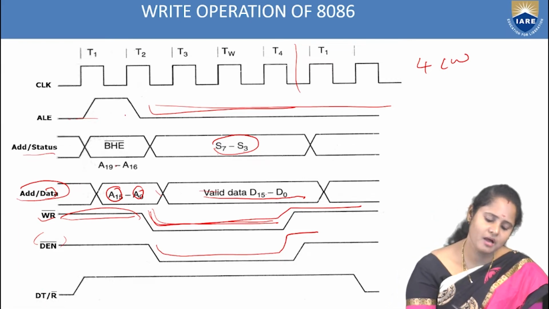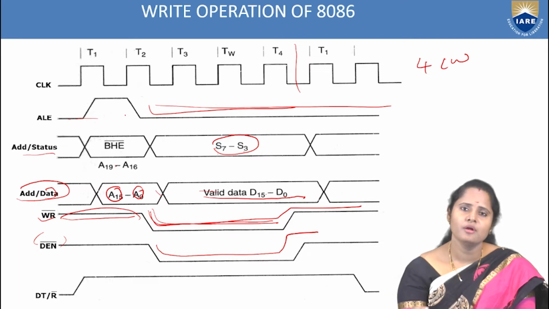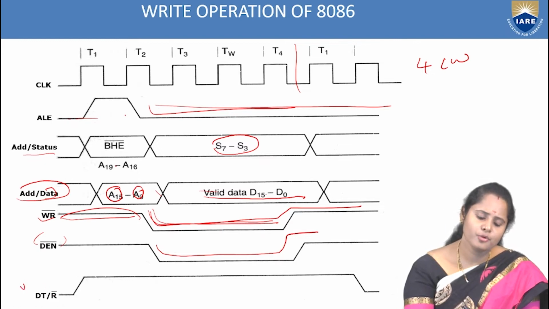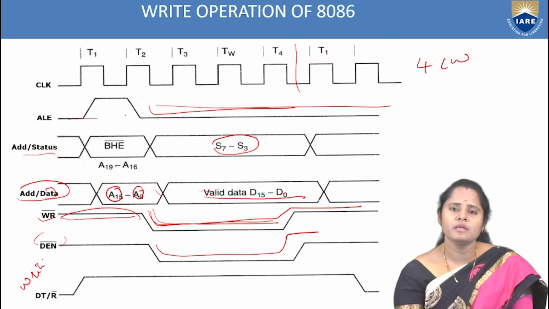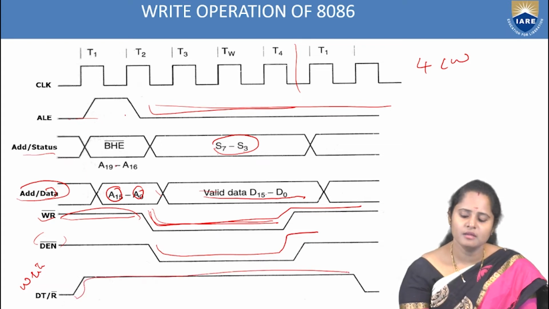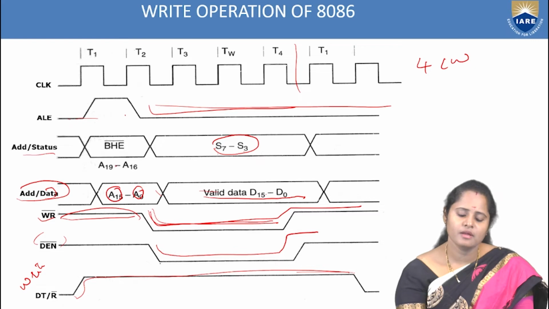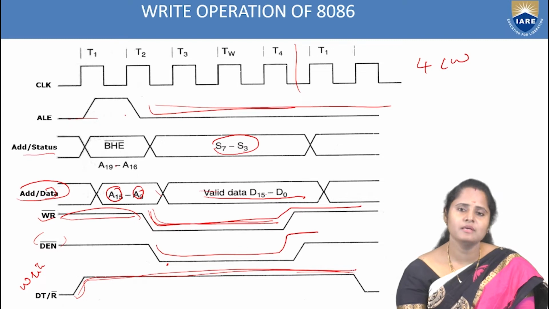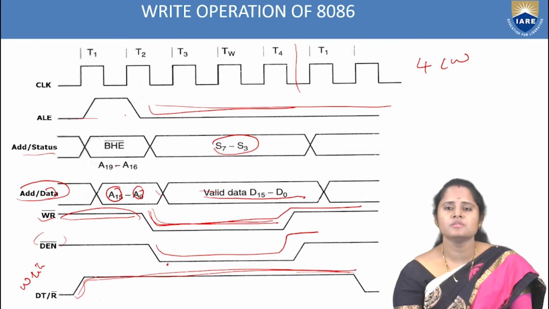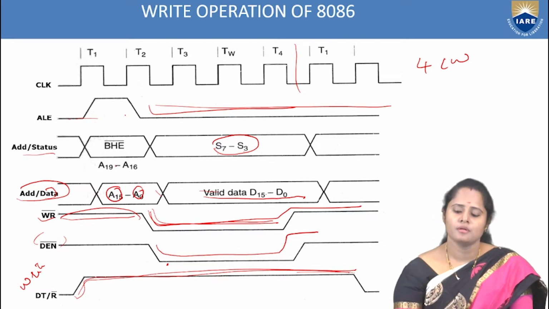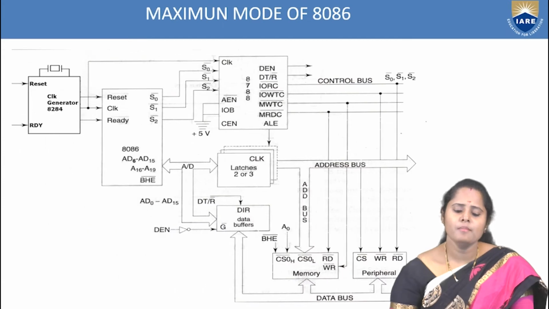And next one, DT by R bar. DT by R bar shows you whether you are transmitting or receiving the data. Transmitting the data means we are doing writing operation. Whenever you're reading, it means you're receiving. So here this pin will be high all through the time period, because already the data is enabled on the data bus, so this overall time period DT by R bar is made high. So this is the timing diagram for write operation of 8086 in minimum mode. Next we'll go for maximum mode.